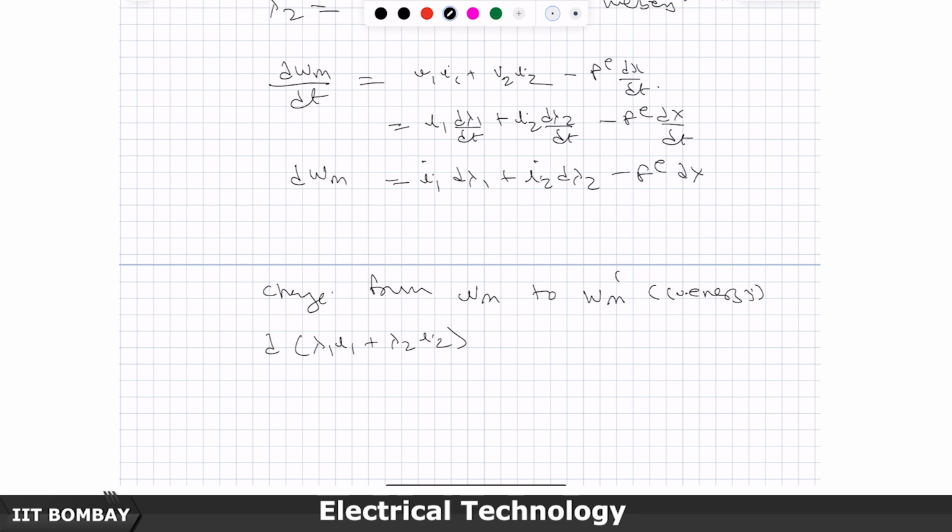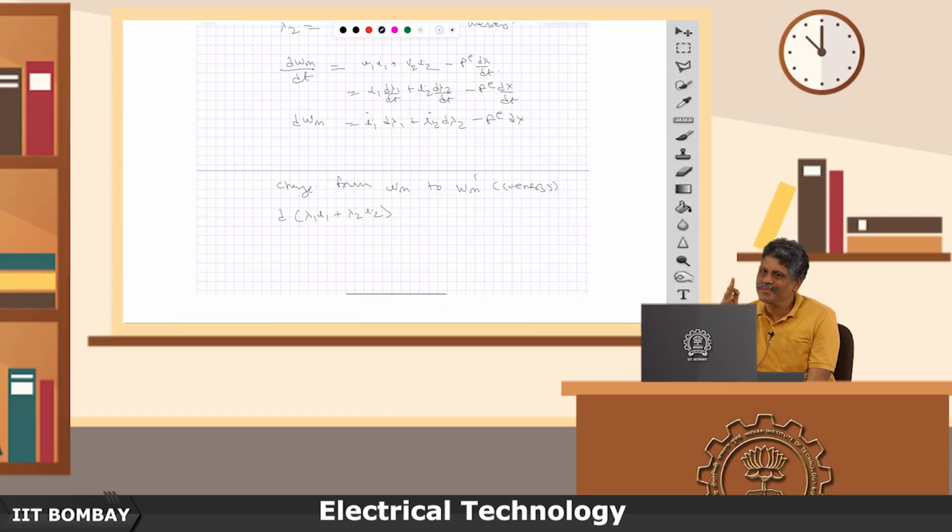See, in the single port machine I said λI minus Wm. So, now, trying to do a multi-port system, what I would be trying to do is define co-energy as λ1 I1 plus λ2 I2 minus Wm. That is the natural extension, right, and then later on we can scale it up to a multi-port system.